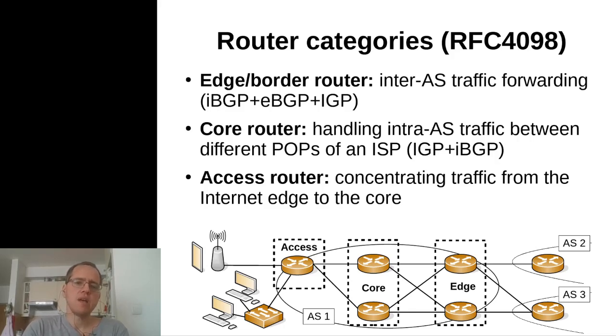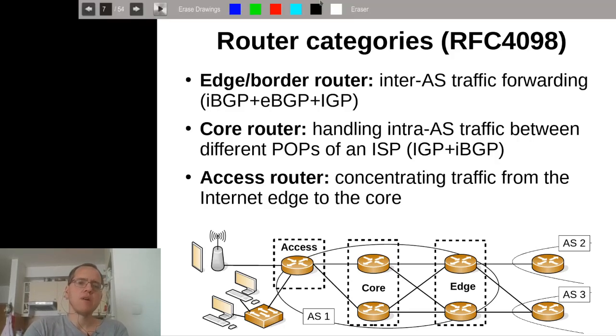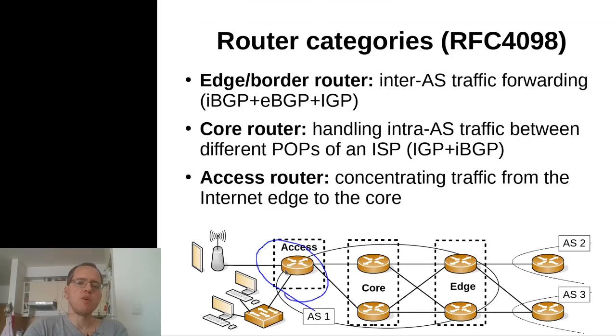In this particular case, the access router is basically just a router device which can connect a huge number of subscribers, be that mobile or fixed subscribers, to the internet. So this usually concentrates traffic from the internet edge to the internet core. We also have edge routers, which usually are very smart routers that run BGP in order to exchange routing information with neighboring autonomous systems. And between the access routers and the edge routers, we have the core routers, which are very high performance routers that provide reachability between different POPs, point of presences of an internet service provider.